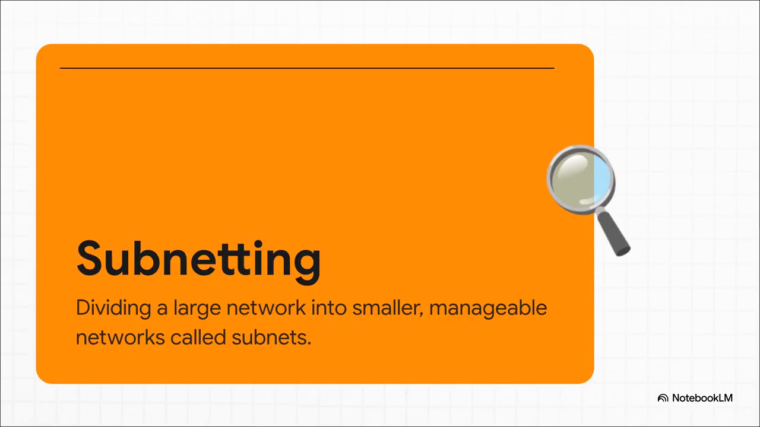So how would you fix that crazy neighborhood? Simple. You'd build side streets. And in networking, we do the exact same thing. That process is called subnetting. We take one big chaotic network and we divide it into smaller, way more efficient digital side streets called subnets.